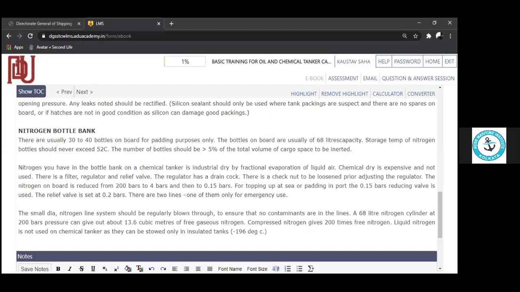Similarly, as with any CO2 or pressurized bottle, you need a regulator for opening, and sometimes there is a drain cock, and you connect it to the nitrogen line. There is a connection given, and you put these gases in the tank. So that's all about nitrogen padding, and we will continue with the other topic.